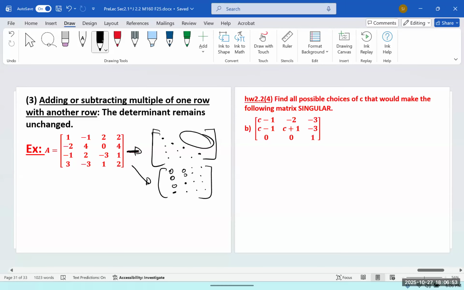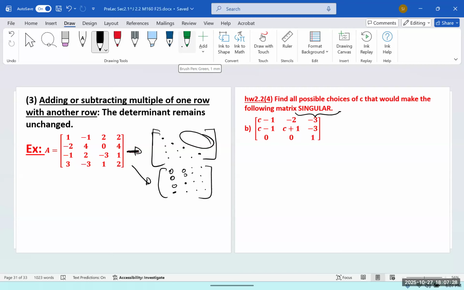It says we have a 3 by 3 matrix. For what value of C will this matrix be singular? What does singular mean? It's not invertible. Good. And how do you know something is not invertible? Nope, the determinant cannot be zero. Singular means the determinant is zero, not only the diagonal.